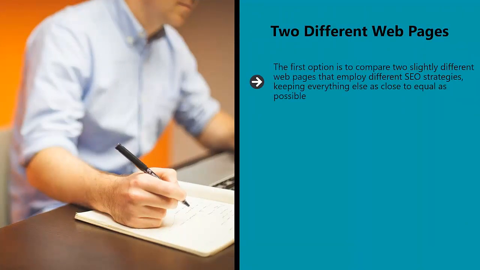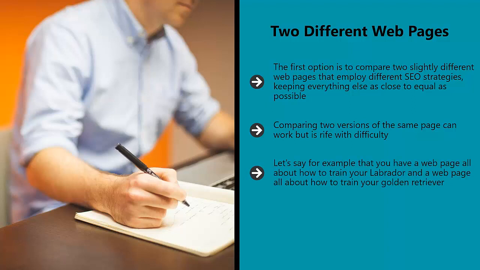The first option is to compare two slightly different web pages that employ different SEO strategies, keeping everything else as close to equal as possible. More accurately, you will compare two groups of different pages. Comparing two versions of the same page can work, but it's rife with difficulty.